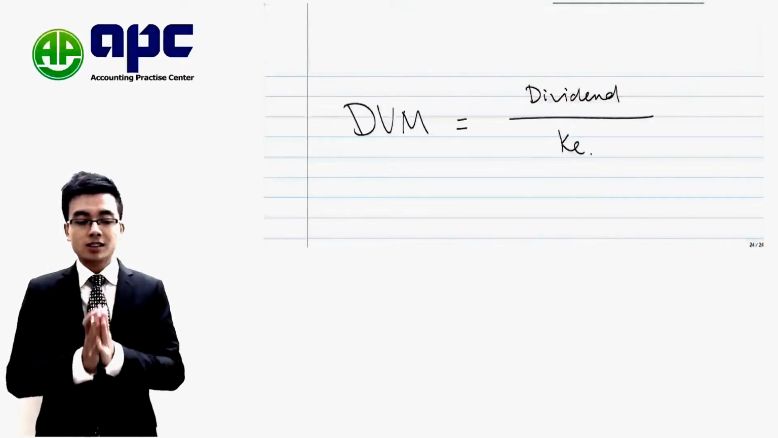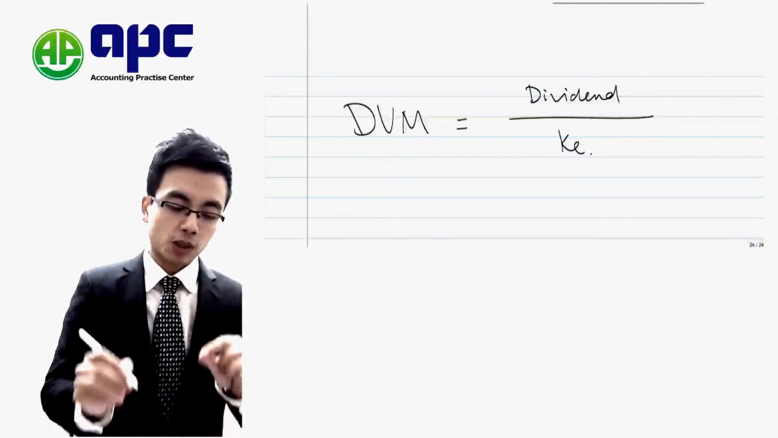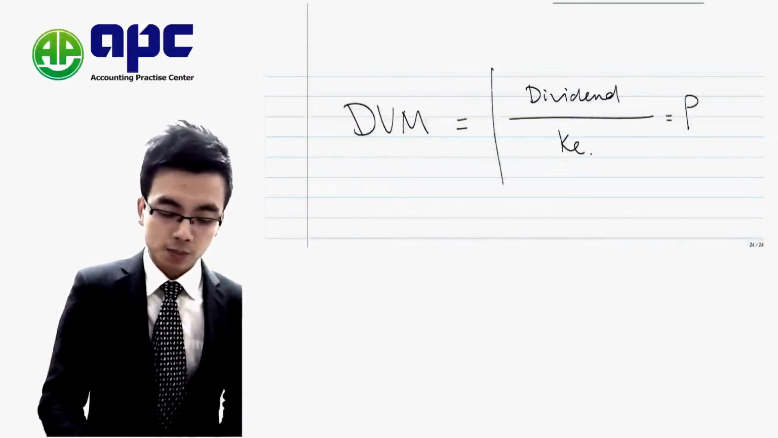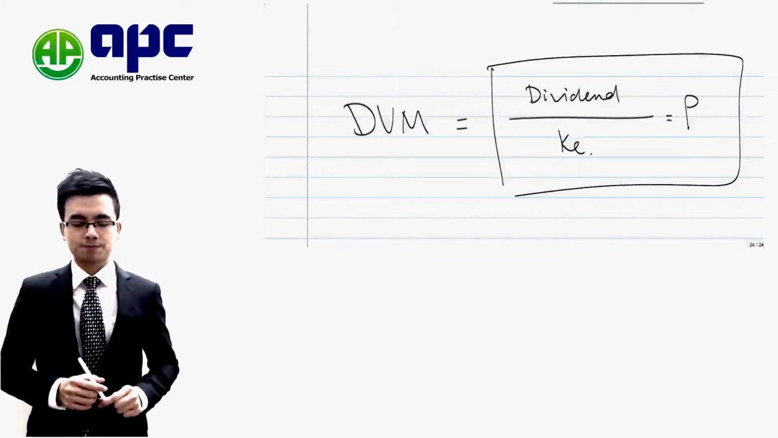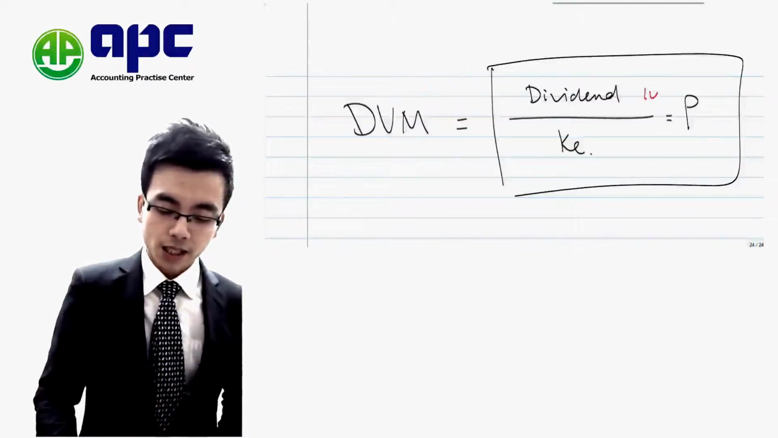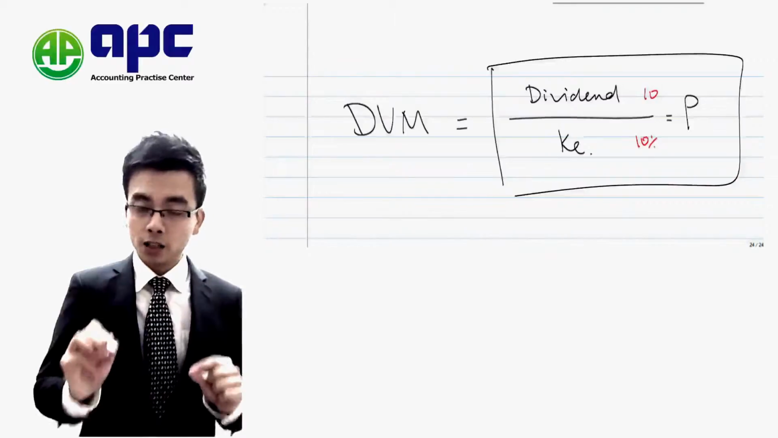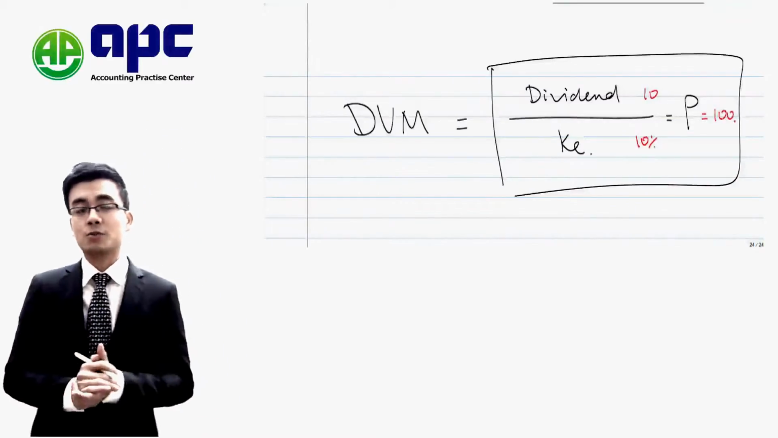So what does this actually mean? The dividend valuation model says that if we take dividend divided by the cost of equity, that would give us the price of the company. That would give us the value of the company. So let's put the figures in. Dividend $10, cost of equity 10%, so the value of the company now becomes 100. But what does that actually mean?